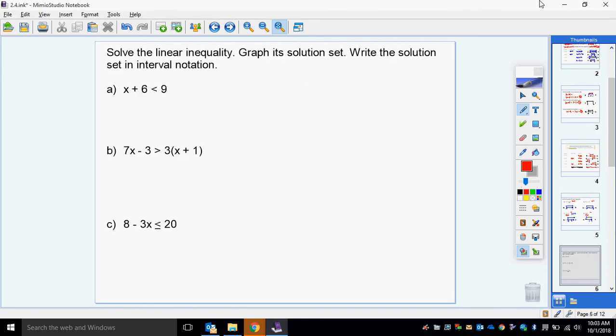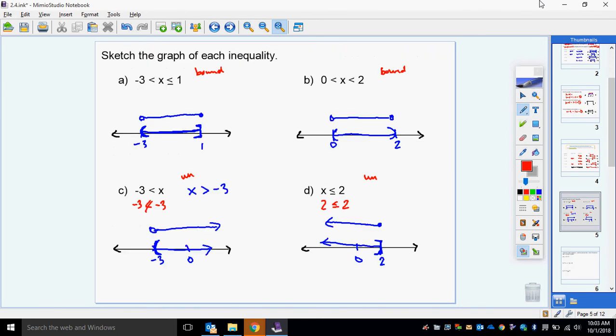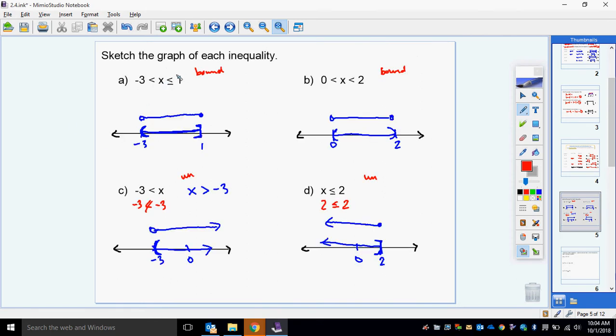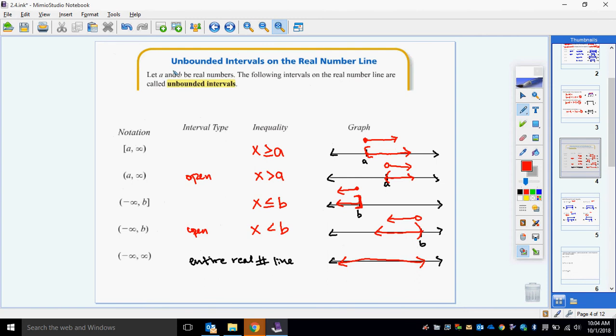Sometimes we're going to have to solve a linear inequality before we graph it though. These are already solved for x. X was by itself in all 4 of these. However, here we need to get x by itself, then graph its solution. Okay, and then it wants us to write our solution in interval notation. So not only do we need to graph it, but write it as an interval. Remember that interval notation?